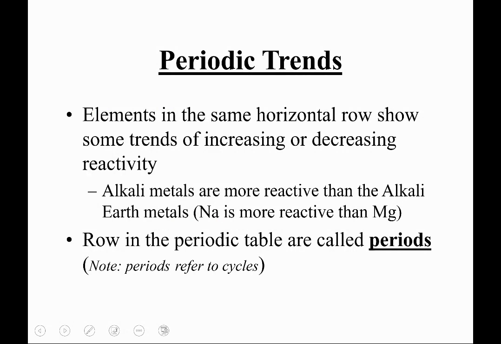So now let's talk about the rows. Elements in the same horizontal rows show some trends of increasing or decreasing reactivity. For example, like we already discussed, the alkali metals are more reactive than the alkali earth metals. Sodium is more reactive than magnesium. Those rows in the periodic table are called periods.